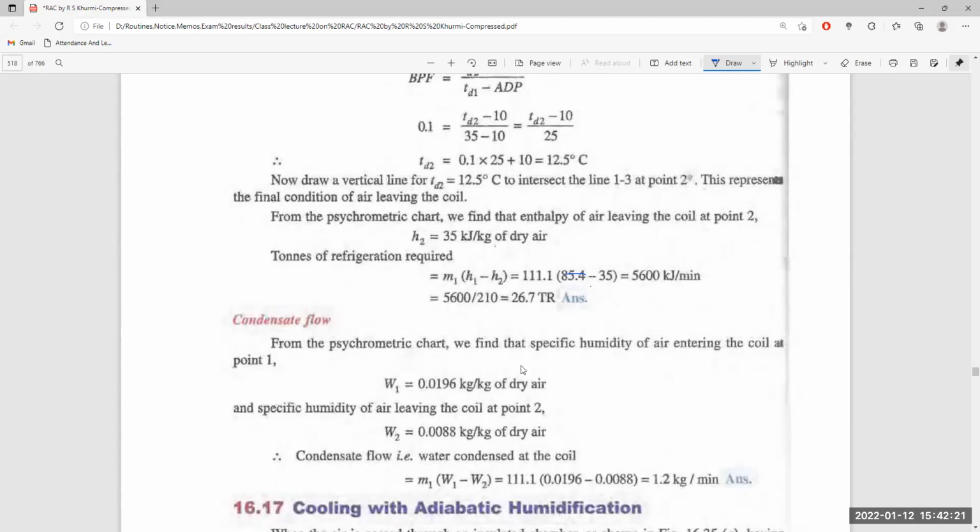From the psychrometric chart, we find the specific humidity of air entering the coil at point 1 is given by this one, and at the outlet of the coil it is given by this one. Water is condensing in the coil. The mass of air flowing in times (W1 minus W2) is equal to 1.2 kg per minute.